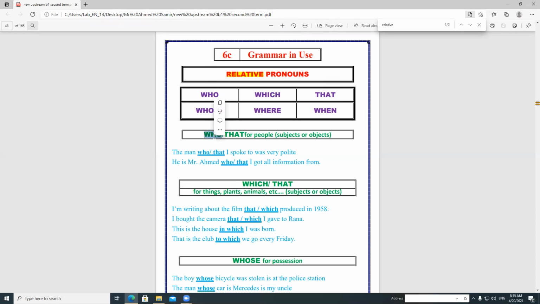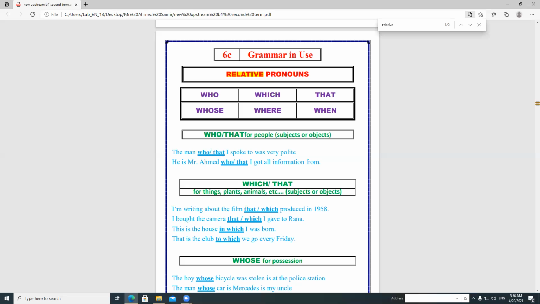When we have to use who, we use who for people, subjects or objects, but for people. So, for example, if I'm talking about a man or Mr. Ahmed here, he is Mr. Ahmed, who I got all information from. So I gave you new information about Mr. Ahmed. And here I gave new information about the man, who was very polite, sorry. Okay, so we use who when we try to talk about people.